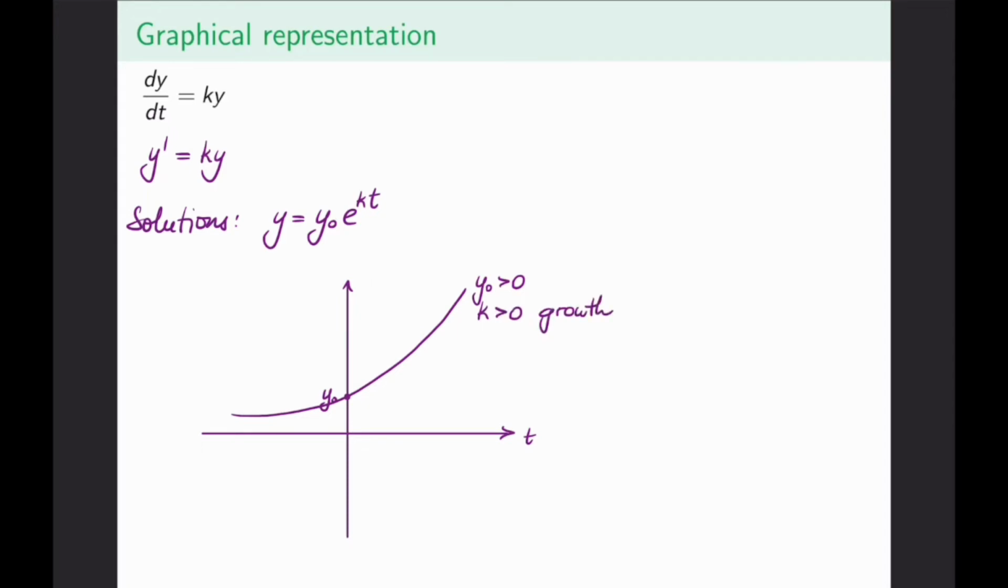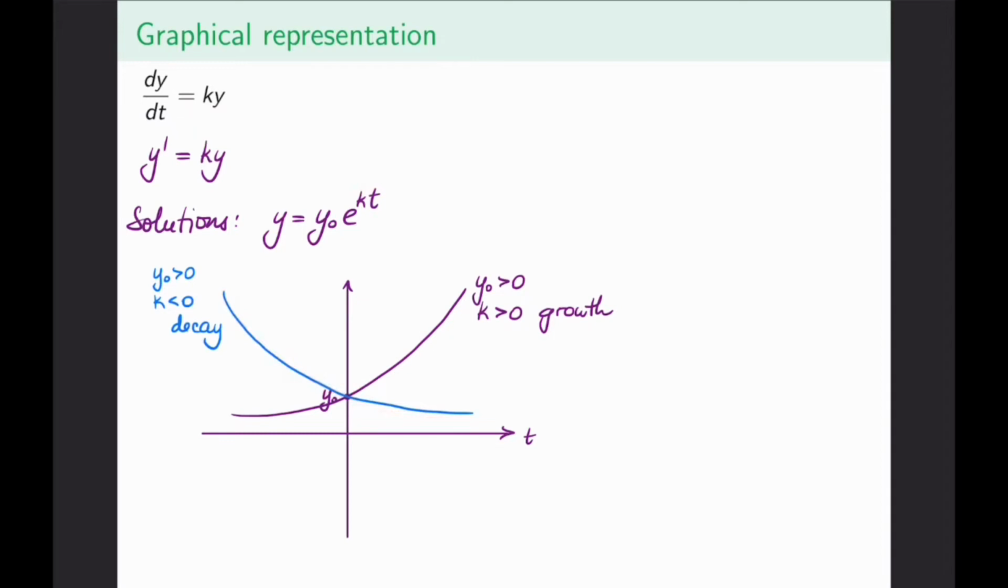If y naught is positive, so let's say it's still this number, but k is negative, this will correspond to exponential decay, because then the curve will look like this. So y naught is still positive, but k is negative, which will then represent the decay, right? E to the negative power will be a decreasing curve.